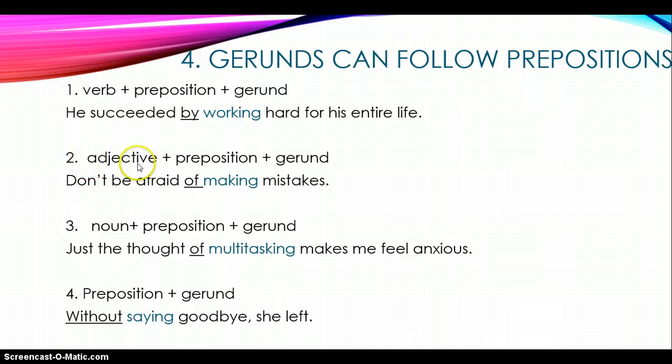Now here's an example of adjective plus preposition plus gerund. Don't be afraid of making mistakes. Afraid is your adjective, of is your preposition, and making is your gerund. Here's an example of a noun, preposition, and gerund. Just the thought of multitasking makes me nervous. Multitasking is your gerund, of is the preposition, and thought is the noun.